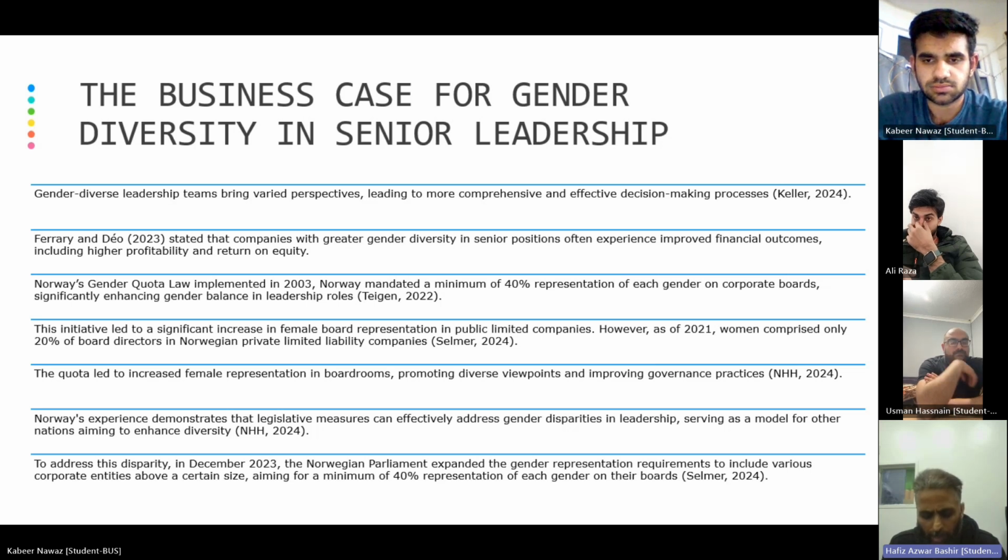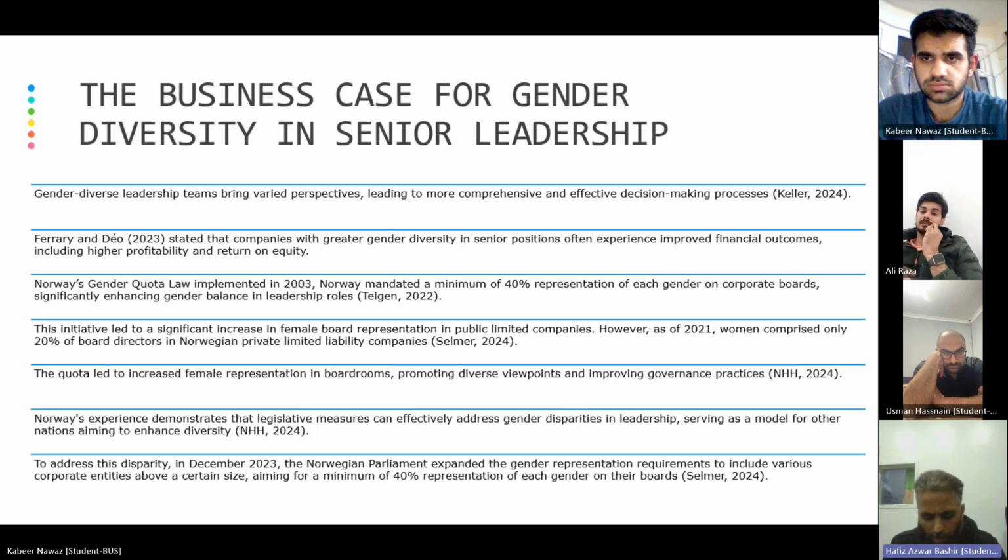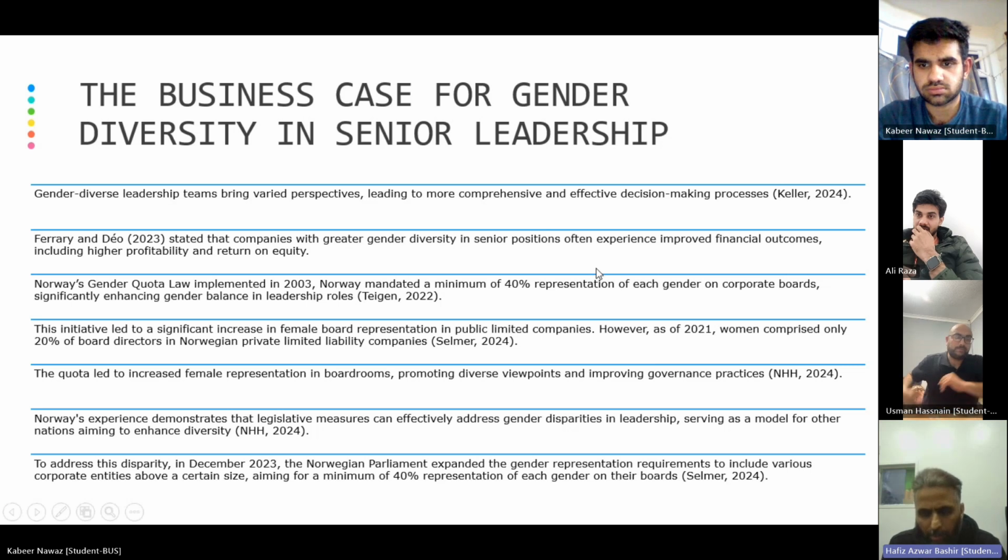However, progress remained uneven. As of 2021, women still held less than 20% of board positions in private limited liability companies, revealing that legislation had stronger effects in the public sector. Recognizing the gap, the Norwegian parliament expanded the quota law in 2023 to apply to more types of companies, reinforcing the 40% gender requirement. Norway's example highlights how legal measures can successfully promote gender equity in leadership, offering valuable lessons for countries aiming to close gender gaps in boardrooms and executive roles.